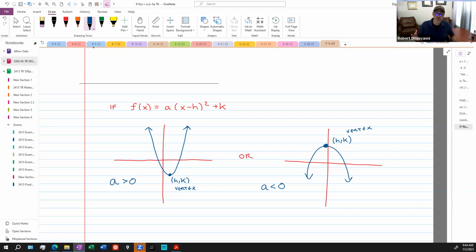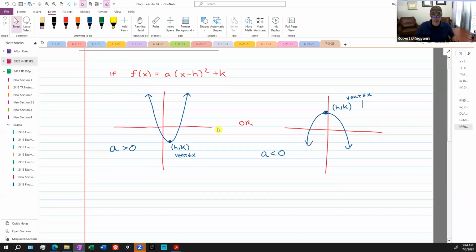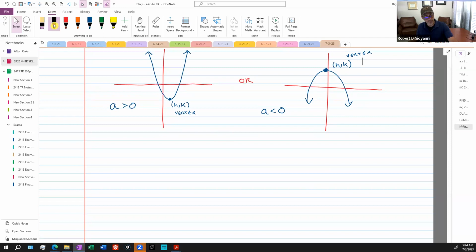So that's the beauty of the vertex form of a quadratic: if someone gives you the vertex form, it's very easy to draw a graph. So let's do an actual example. Let's say I wanted you to sketch the graph of this function, f of x equals -2 times (x + 3) squared, plus 8.